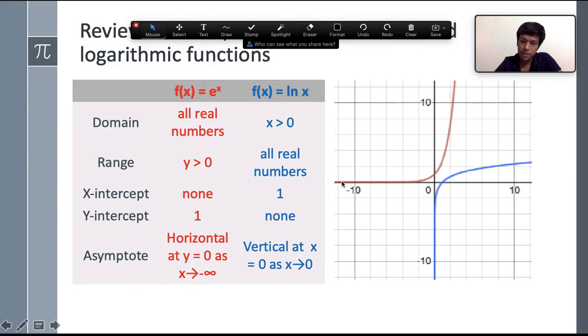Now, this is true even for the asymptote here. The asymptote for the exponential is a horizontal asymptote. That means if you swap it, then this will become the vertical asymptote for the logarithm, because they are inverse of each other. That is the reason.